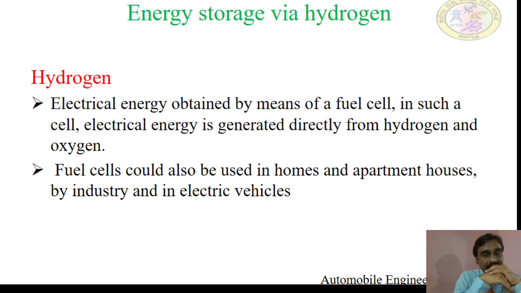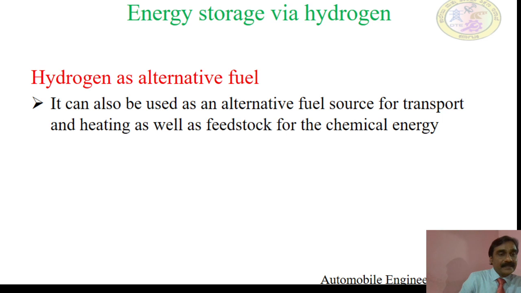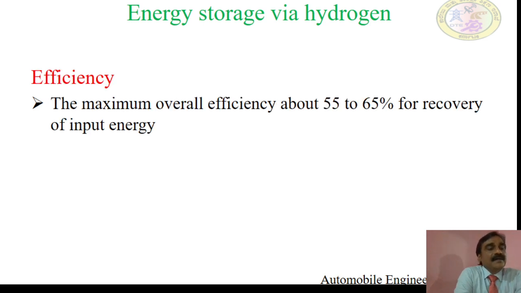So we have discussed what is a fuel cell. We are using hydrogen as an alternative fuel in automobiles and in many industries, including chemical industries. The maximum overall efficiency is about 55 to 65% for recovery of input energy. Recovery means that from 100% of electricity, we can get 55 to 65%. This is the efficiency of this method. So this is about electrical storage via hydrogen.